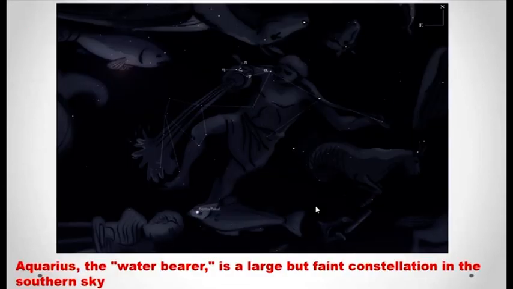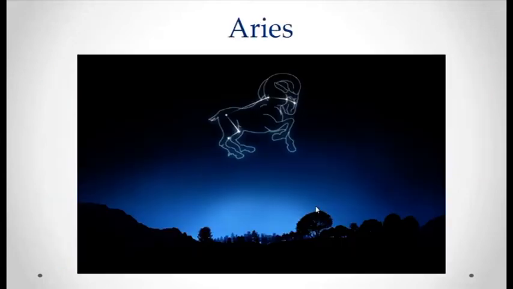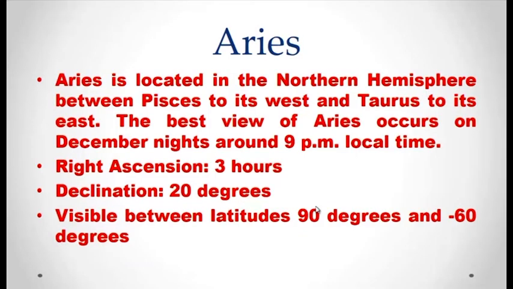So this is the water bearer constellation. Then you can see this Aquarius at a position of about 22 hours right ascension, declination about minus 10 degrees. This is Aries, another constellation of stars. You can find this Aries in the northern hemisphere, with right ascension 3 hours, declination 20 degrees.